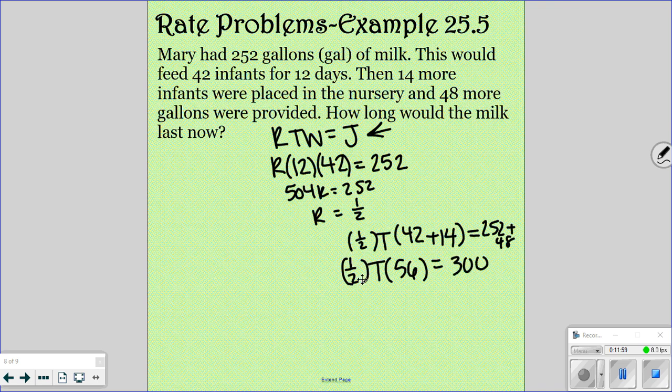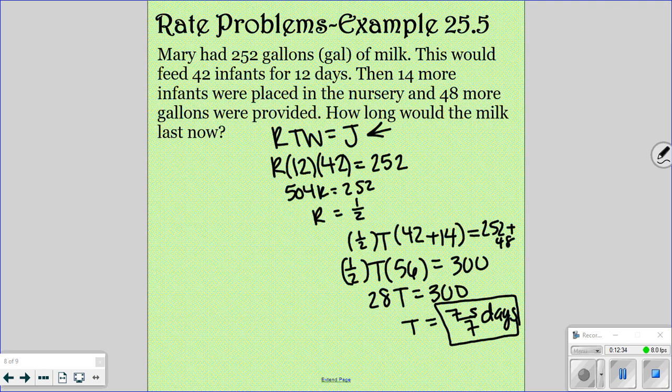And then you can multiply over here. 1/2 times 56 is going to be 28. And then if you do 300 divided by 28, that gives you 75/7. So our units were days. So that's a little over 7 days. But 75/7 days is how long our milk would last now.